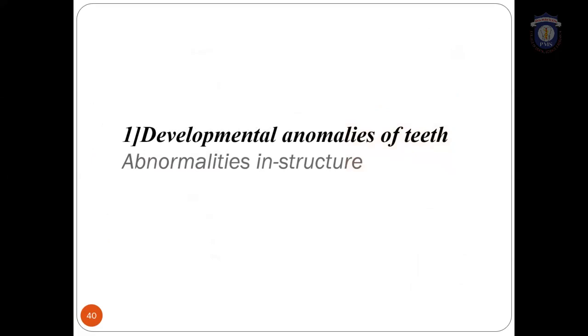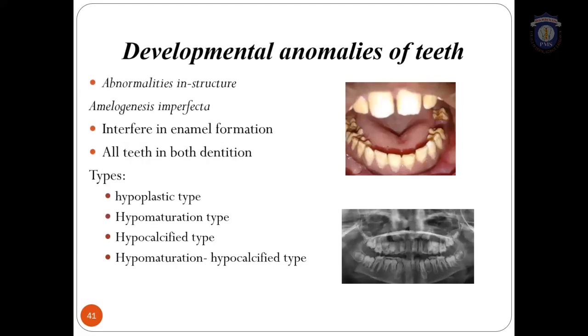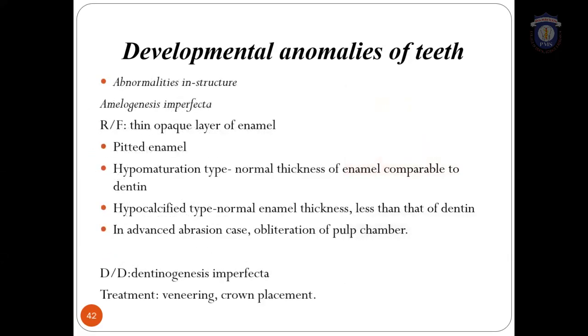Next are the developmental anomalies of teeth affecting the structure of teeth. Firstly is amelogenesis imperfecta. This interferes with enamel formation. All teeth in primary and permanent dentition can be affected by this. There are four main types: hypoplastic, hypomaturation, hypocalcified, and hypomaturation-hypocalcified type. Radiographically, you will see that the radio-opaque layer of enamel is thinned. Pitted enamel can also be seen.